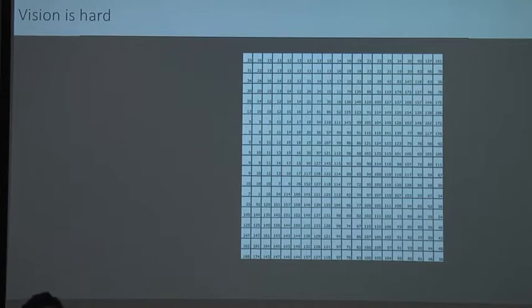So I've been mostly talking about brains and neurons. Now I want to switch to computer models and computational models of the visual system. So just to emphasize again what the problem is. Does anyone know what this is?